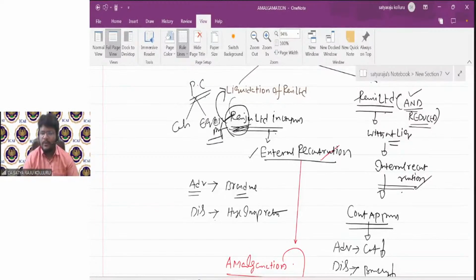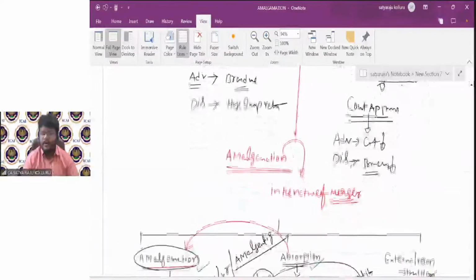as per the plan. And court approval is required in case of internal reconstruction, but such court approval is not required in case of external reconstruction.